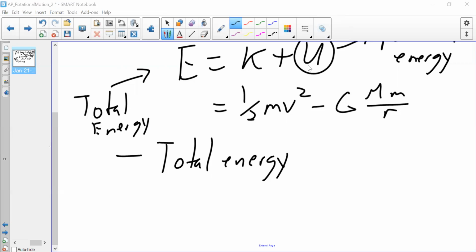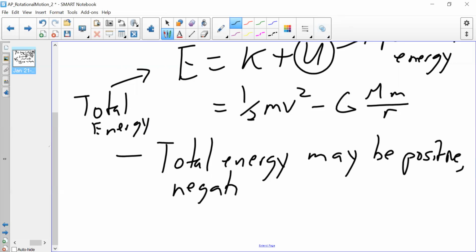Yes, you are correct also. Nicole, total energy, mechanical energy. This total energy can be positive, negative, or zero. Zero if you have no distance and it's not moving, but that's kind of not useful.